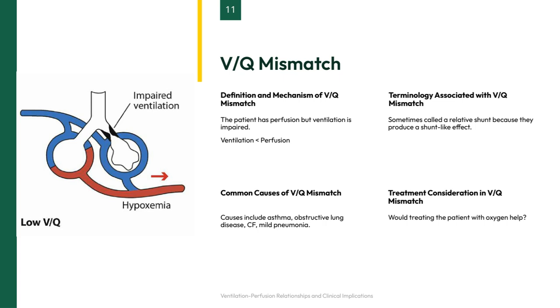Common causes that lead to this kind of mismatch include conditions like asthma, obstructive lung diseases, cystic fibrosis, and even mild cases of pneumonia. These diseases interfere with airflow, reducing ventilation in certain lung areas. Finally, when considering treatment, one key question is whether providing supplemental oxygen will help. Since there is still perfusion occurring, increasing the oxygen concentration can often improve oxygenation despite the ventilation problem, but this depends on the severity and nature of the underlying cause.